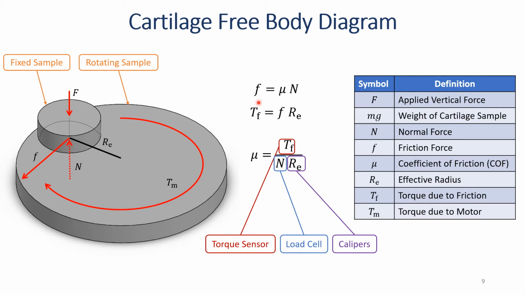We know from the definition of friction that the friction force is equal to the coefficient of friction multiplied by the normal force. We also know that the torque due to friction is equal to the friction force multiplied by the effective radius, which again is the distance the fixed sample is offset from the center of rotation. Combining these two equations, we determined our governing equation for the coefficient of friction, where we measure our torque due to friction with our torque sensor, the normal force with our load cell, and we manually measure the effective radius with a set of calipers.